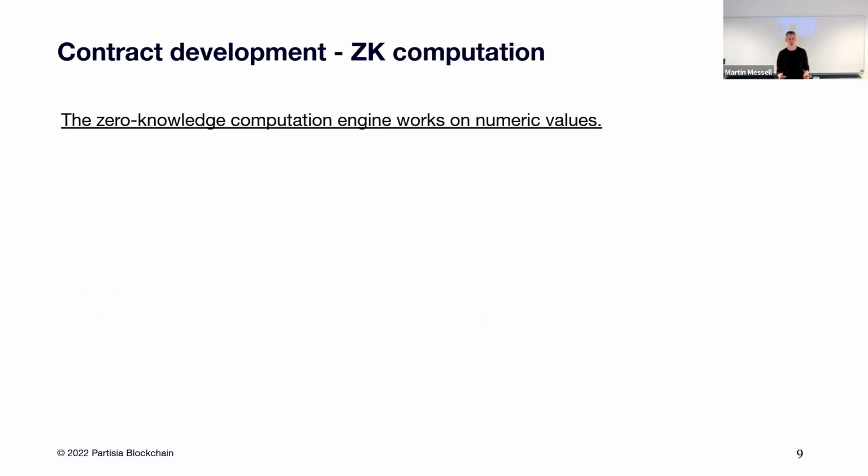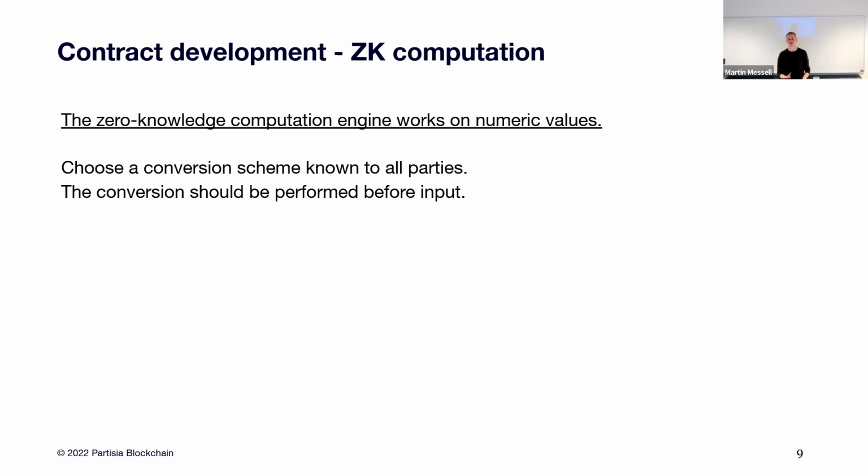Now, when we have to define the ZK computation, one thing we have to keep in mind is that the protocol, the ZK computation engine, works on numeric values. So it has to be numbers. And the IOC inputs here are strings. So we have to choose a conversion scheme which is known to all parties, and we have to apply this conversion before we input. So the conversion should be done client-side before we actually send anything to the blockchain and the ZK nodes.